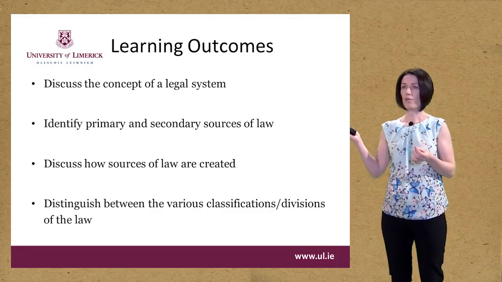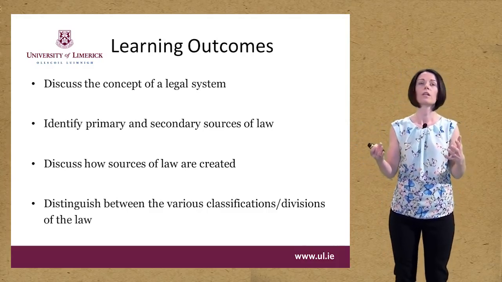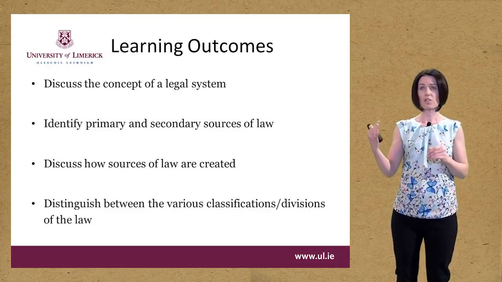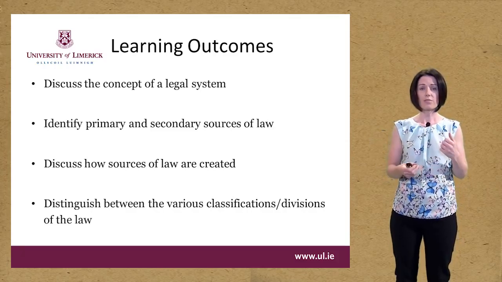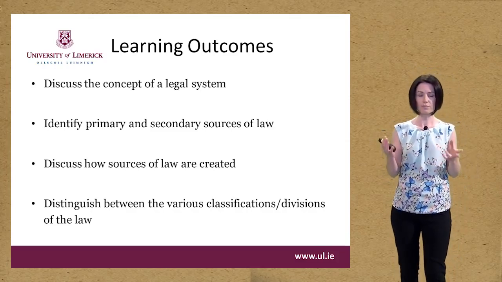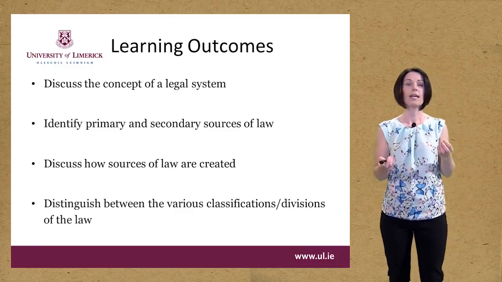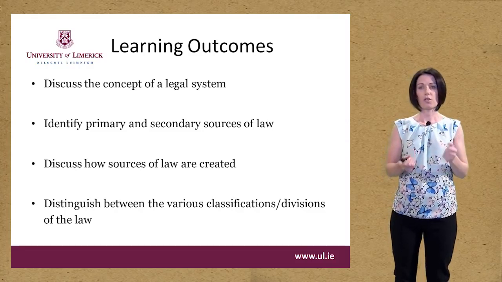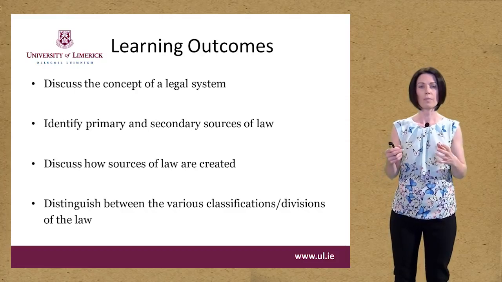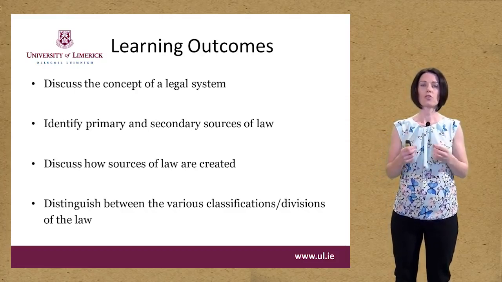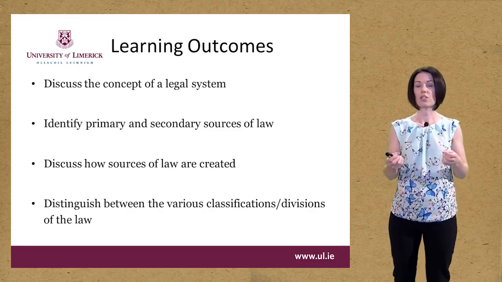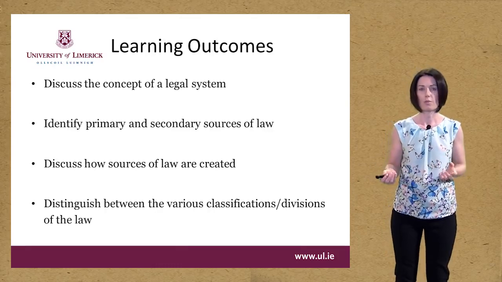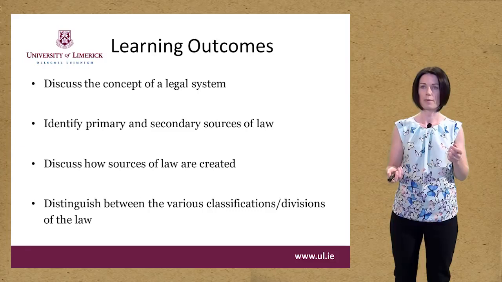So, as I have up here in the slides, the learning outcomes and the purpose of this lecture is to ensure that students will be able to discuss the concept of a legal system, to be able to identify primary and secondary sources of law, discuss how these sources of law are created, and then to be able to distinguish between various different classifications or divisions in the law. So while we have sources of law, we have divisions within each source of law that can be referred to as classifications or divisions in the law, such as, for example, public or private law or civil and criminal law. So I'm going to take you through all of these step by step.